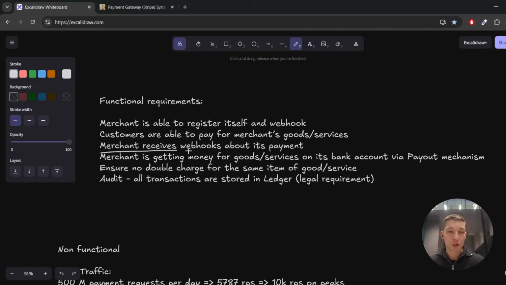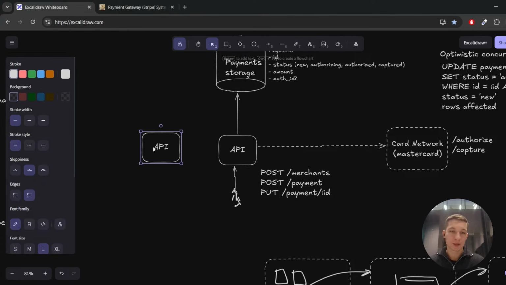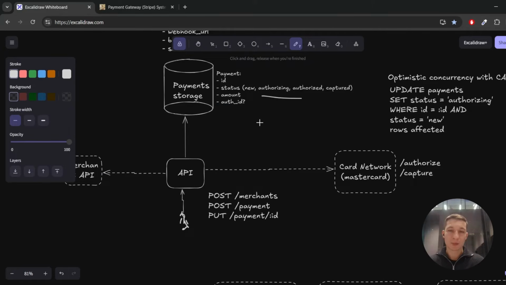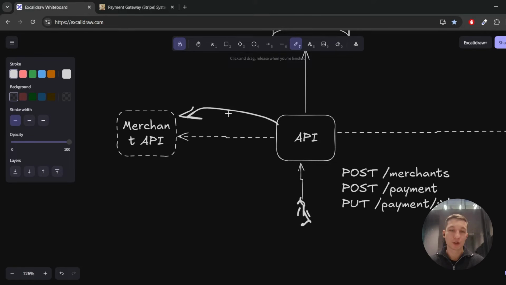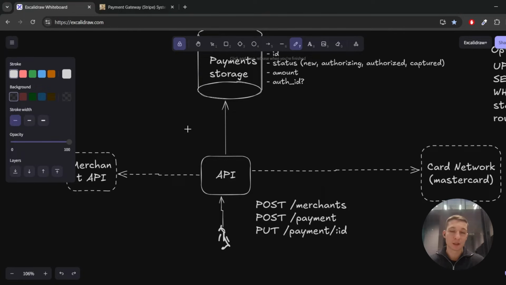Now, merchant should receive webhooks about its payments. So what we can do here, let's define a merchant API, which is very unreliable in principle. And upon every single update to the database, we also can issue requests to the merchant API on the webhook endpoint, and that will be it. We satisfied our requirement.